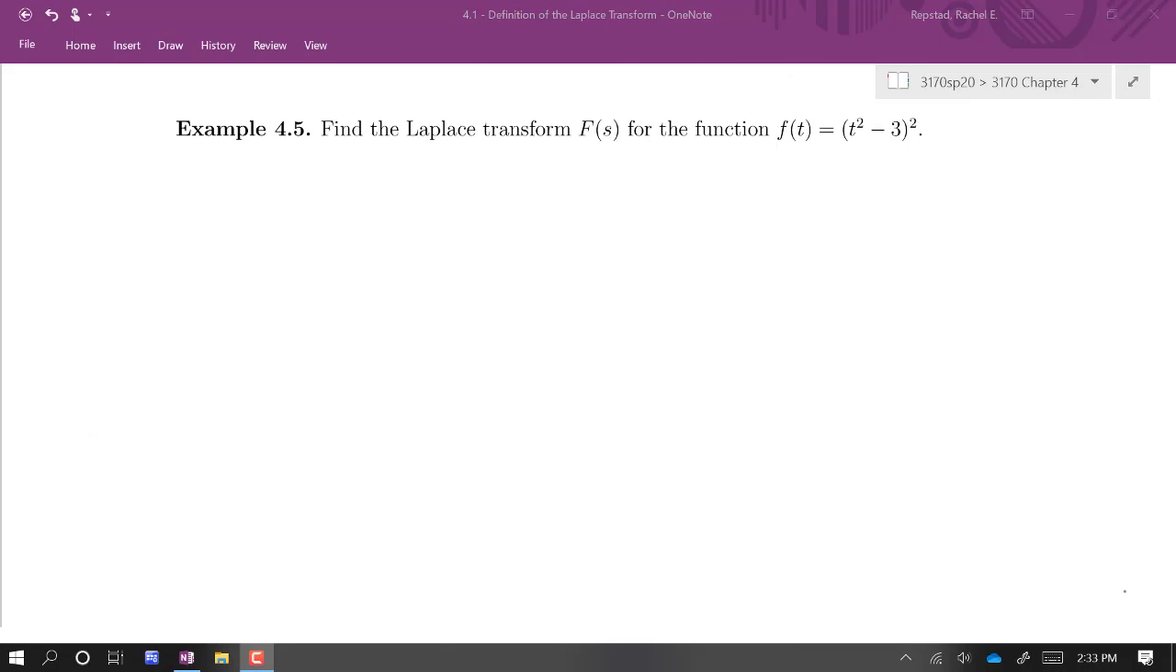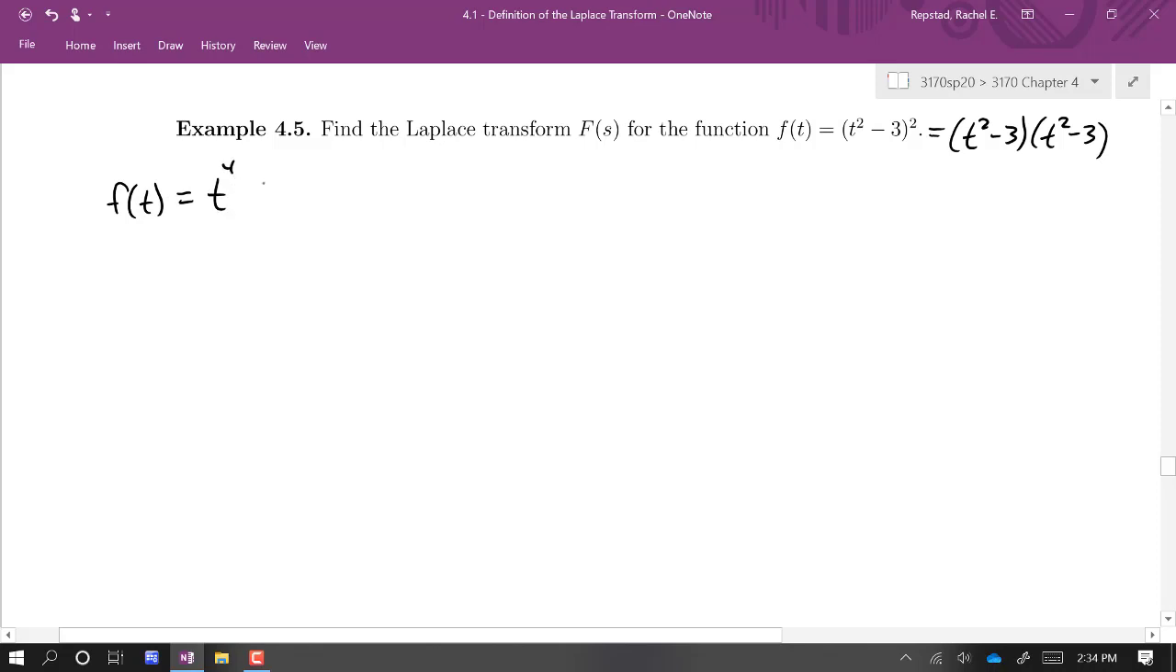All right, now we're going to find the Laplace transform for yet another function. But again, I probably don't need to tell you, we're going to be able to do this without having to do the whole integral. The first thing I'm going to do is, we're squaring t squared minus 3, so we're going to square it out. So our function f of t is equal to t to the 4th minus 6t squared plus 9.